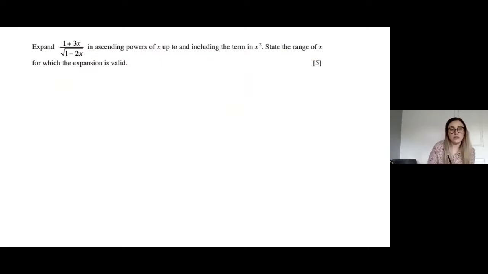Okay, so we've got a past paper question here then. Expand (1 plus 3x) over the square root of (1 minus 2x) in ascending powers of x up to and including the term x squared. State the range of x for which the expansion is valid.